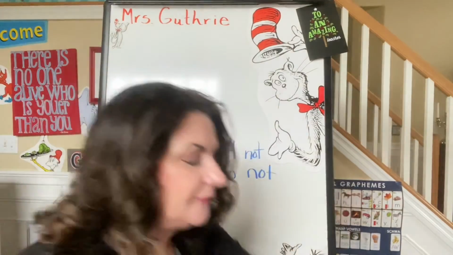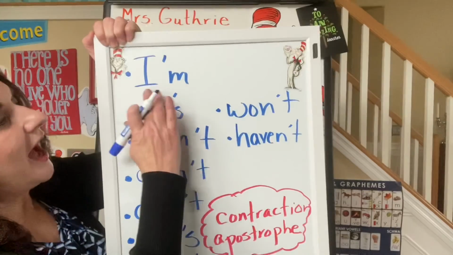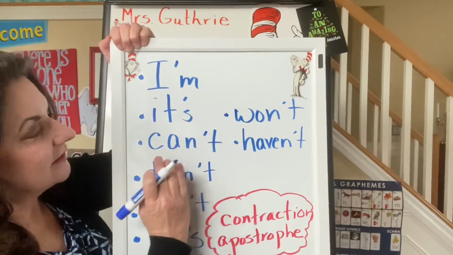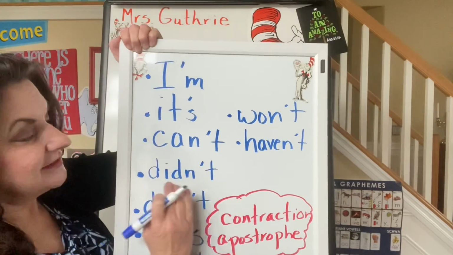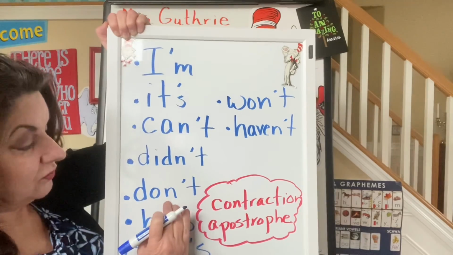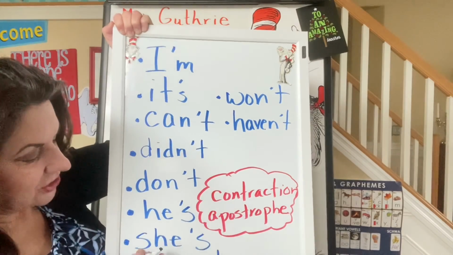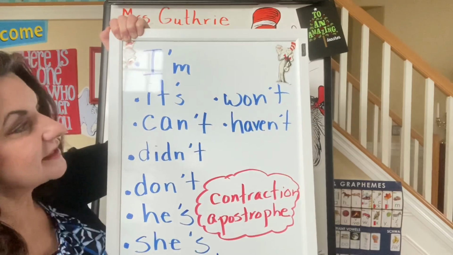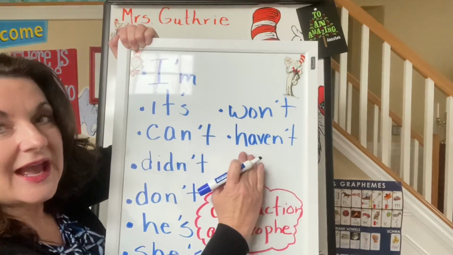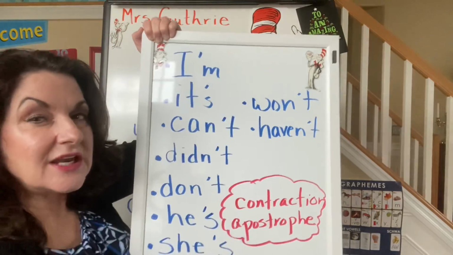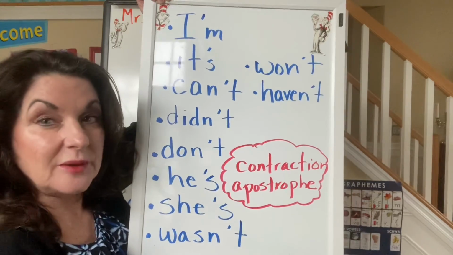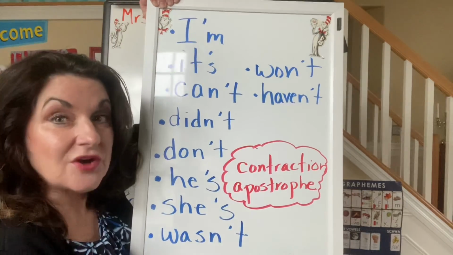Let's look again. I'm, it's, can't, didn't, don't, he's, she's, wasn't, won't, and haven't. So when you study your spelling words, group them in a way so that the patterns are the same.